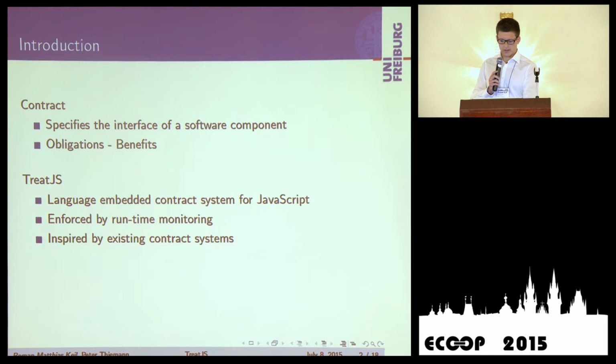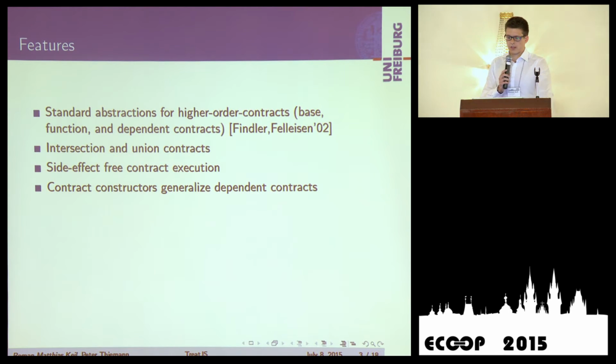TreatJS is inspired by existing contract systems, so it supports the standard abstractions for higher order contracts: base contracts, function contracts, and dependent contracts, as introduced by Findler and Felleisen in 2002. TreatJS's novel contributions are its support for contracts in the form of intersection and union, and for arbitrary Boolean combination of contracts. Its guarantee of a side-effect-free contract assertion, so the evaluation of a fulfilled contract does not influence the normal program execution, and its notion of contract constructors that generalize dependent contracts and that are the building blocks for parameterized contracts, contract abstraction, or recursive contracts.